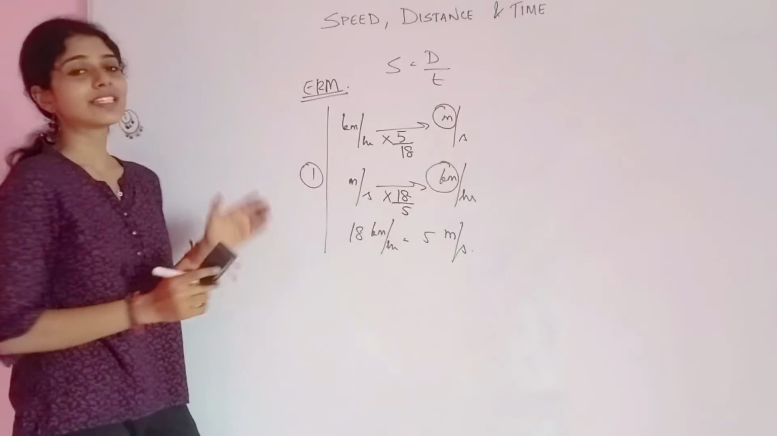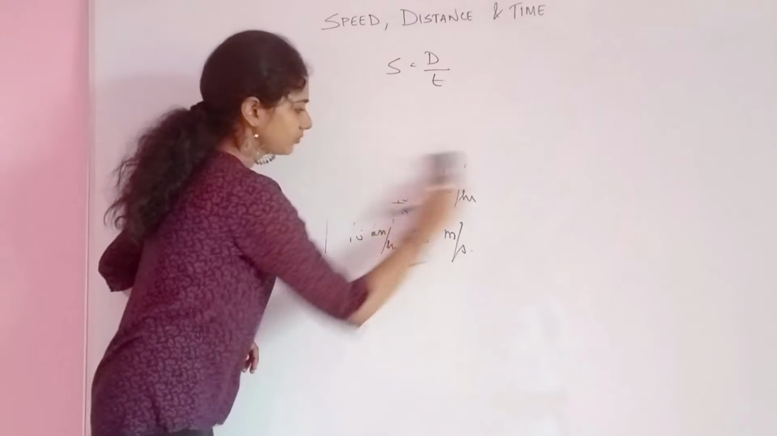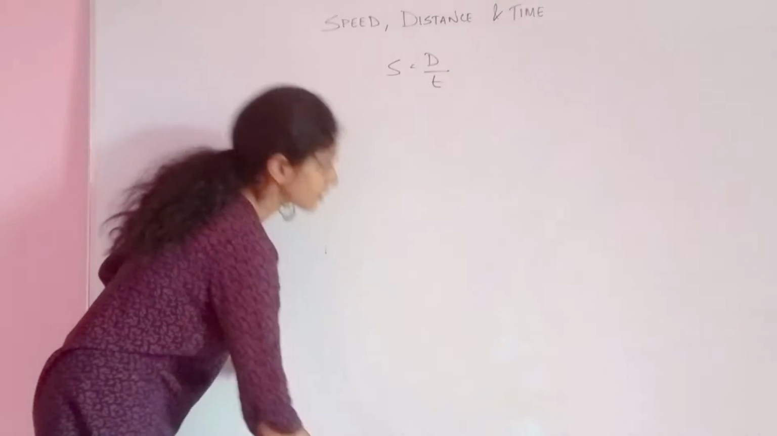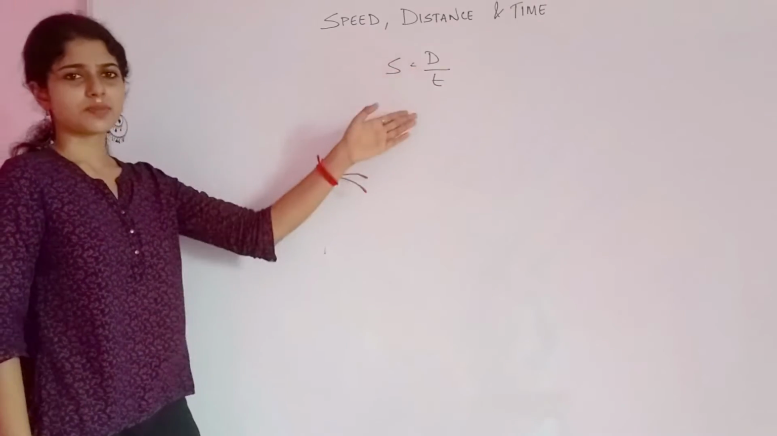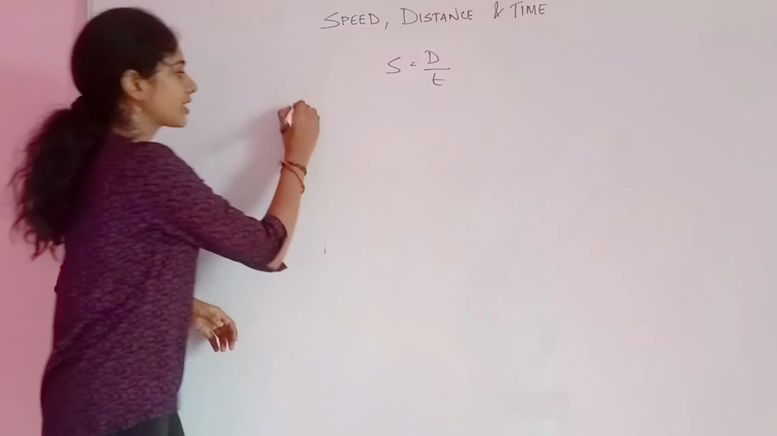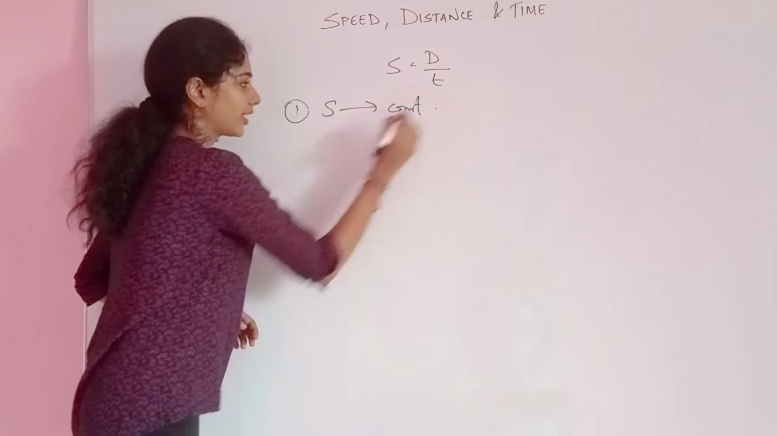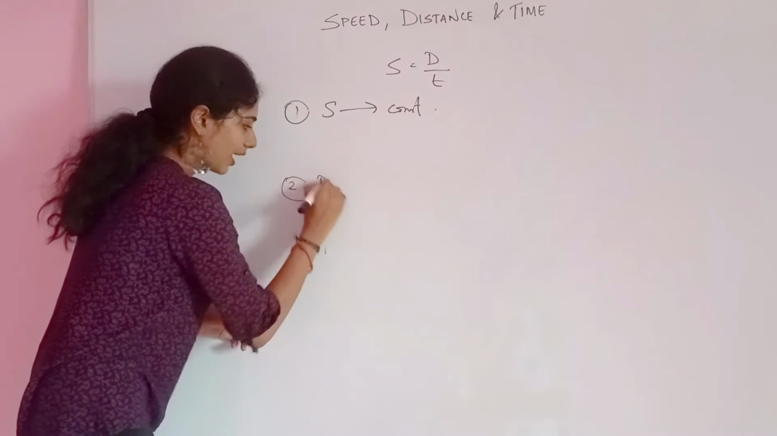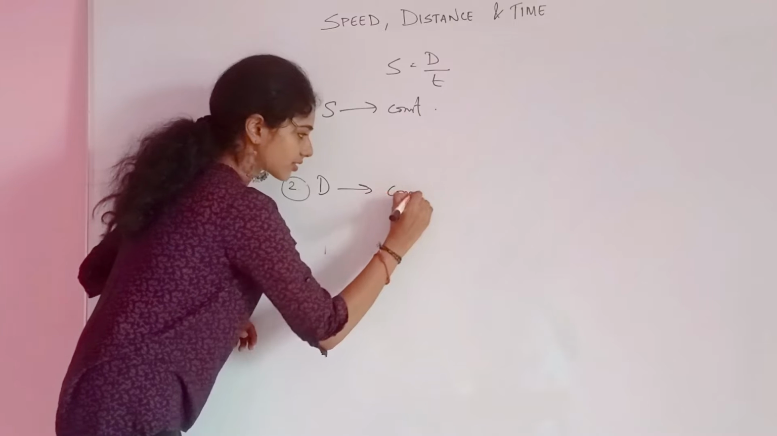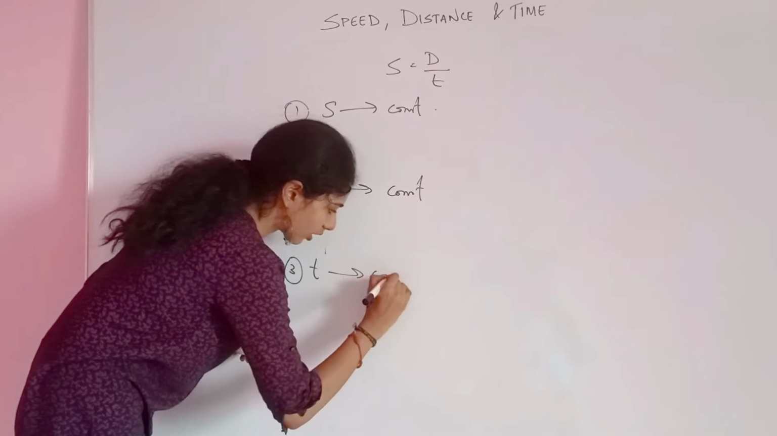And second of all is the constancies question. Fine, we'll talk about constancies. Speed is equal to distance by time. So what are the three constants that can be present? The first case is that speed can be constant. The second case is wherein the distance can be constant. And the third case is wherein the time can be constant.